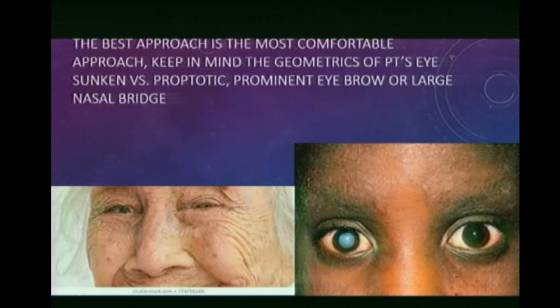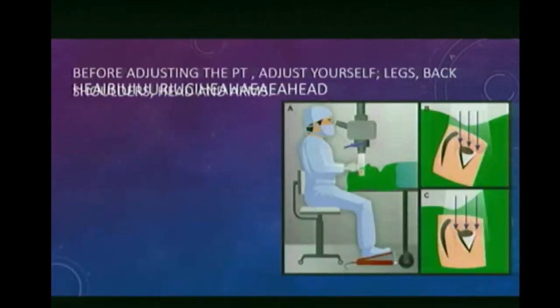So this can be governed by the type of the patient, the geometry of the face of the patient, the nose, the nasal bridge, the eyebrow, the sunken eye. Like this patient has a sunken eye, so it is difficult to go for any superior approach. Before adjusting the patient, you should adjust yourself first.